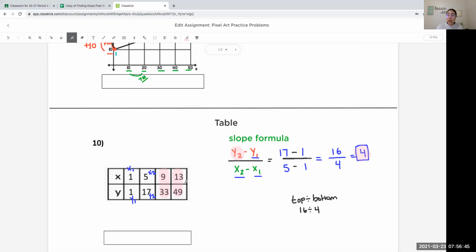So do we only have to do the first half of the table? You only have to pick 2 points on your table. Does that make sense? Once you pick 2 points and you use your formula, you're done. You don't have to worry about the other points. It'll have the same slope. Okay. That was a really good question.